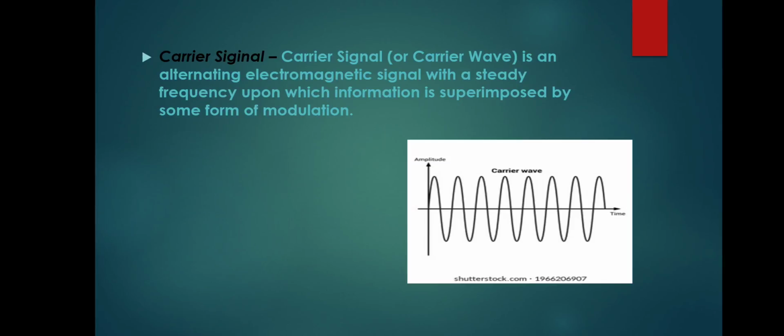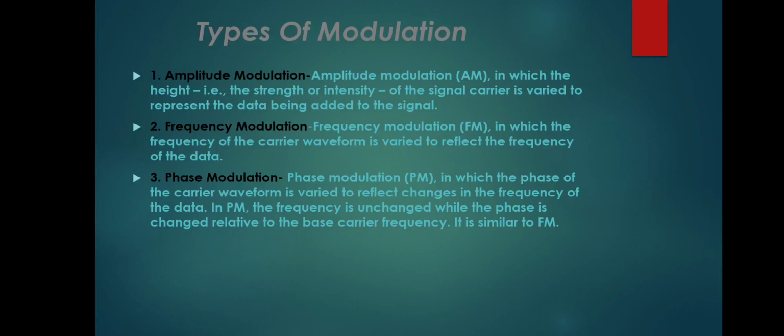Carrier signal. Carrier signal or a carrier wave is an alternating electromagnetic signal with a steady frequency upon which information is superimposed by some form of modulation. So let us see what are the types of modulation.